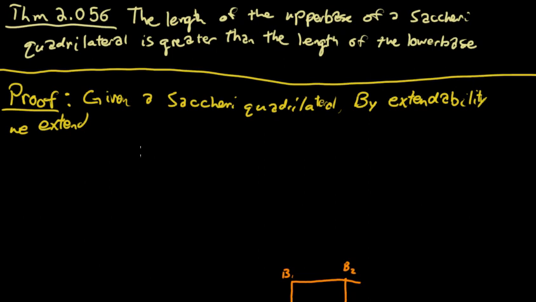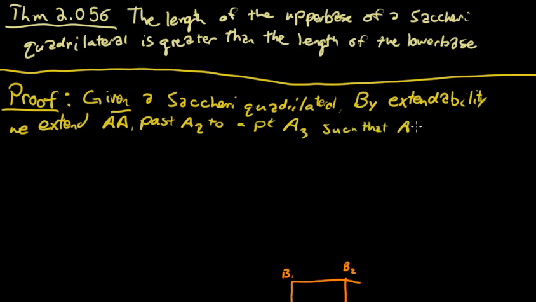So we extend past A sub 2 to a point A sub 3 such that these lengths from A sub 1 to A sub 2, we'll just say these segments are congruent rather than the lengths, but that would be the same thing. So these segments are congruent.